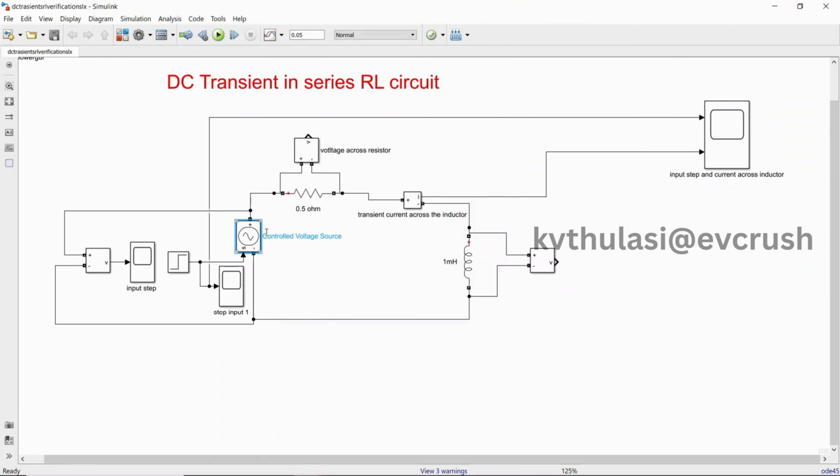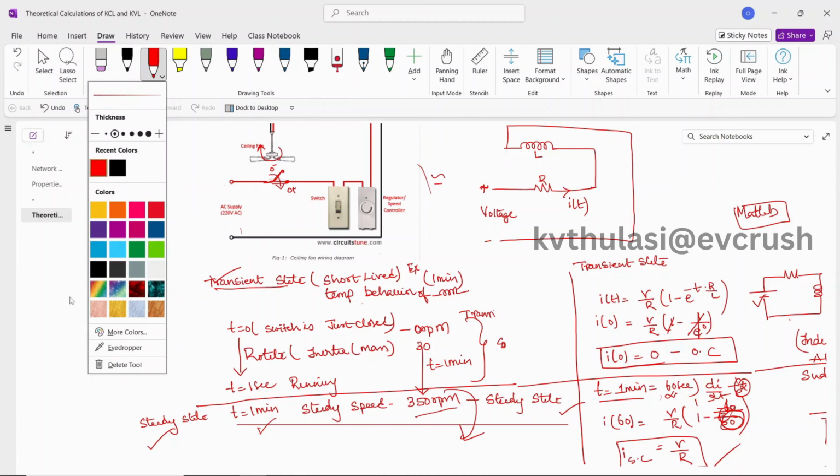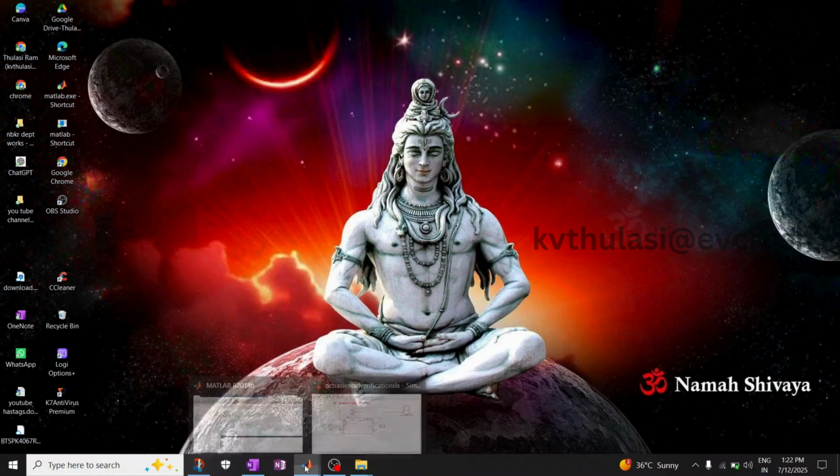So transients may be created due to change in load. Transients are like this. They may be created due to change in loads, or due to variation in voltage or current, or due to switching. Due to all these variations, it may be exhibited. Now let us try to see what's happening in the simulation.